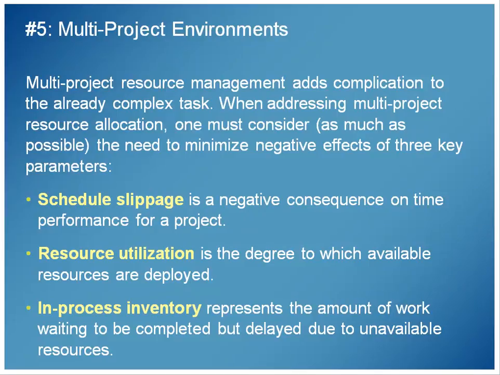When addressing multi-project resource allocation, one must consider as much as possible the need to minimize negative effects of 3 parameters: schedule slippage, resource utilization, and in-process inventory. So slippage is related to time of the project. The resource utilization is the available resources, and then in-process inventory is the amount of work waiting to be completed but delayed.